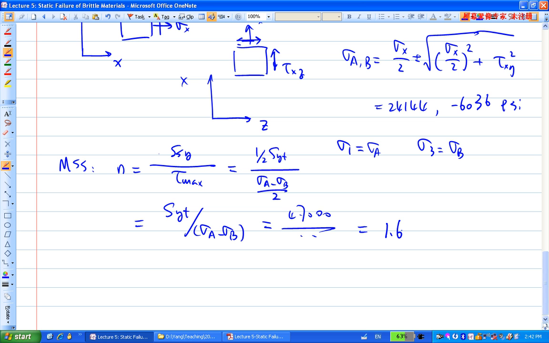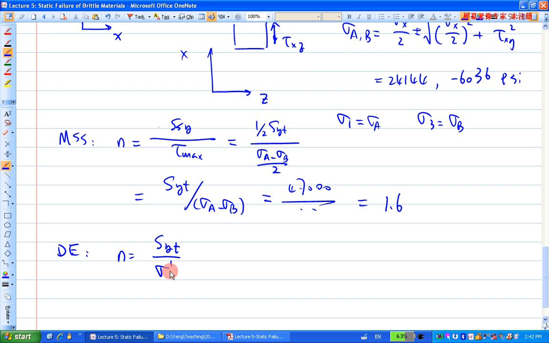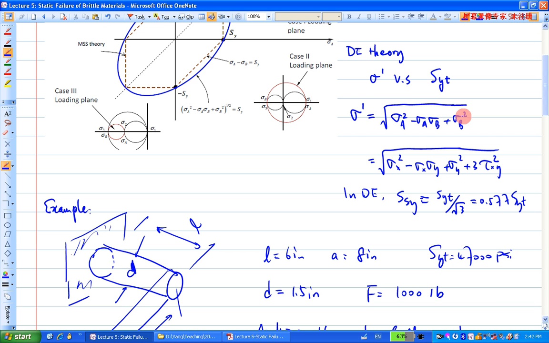Then, according to the DE theory, the way to calculate the N is SY over sigma prime, right? So what we need to do is calculate the sigma prime first. And sigma prime is the von Mises stress. Now there are two formulas, so either this or that. It doesn't matter.